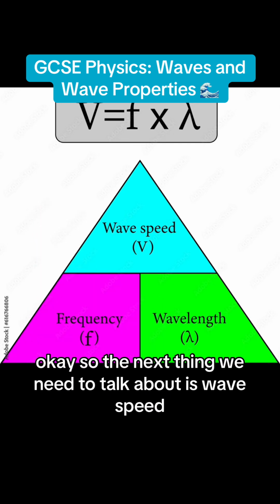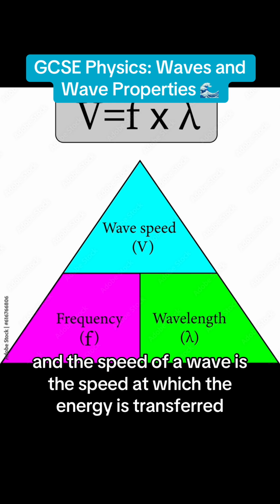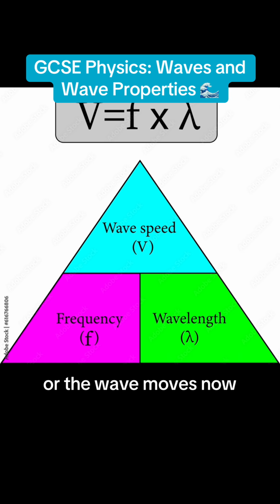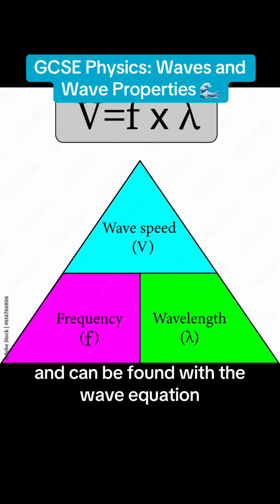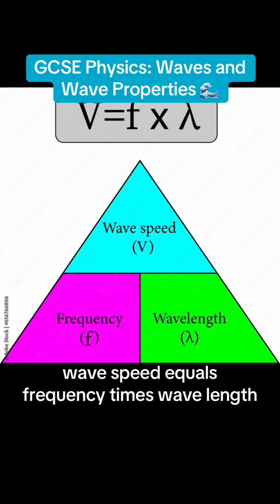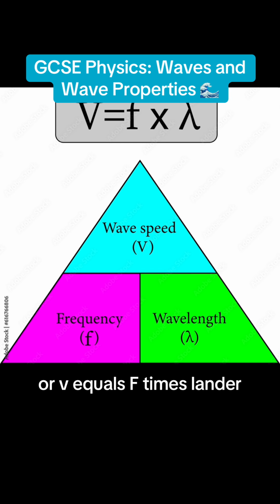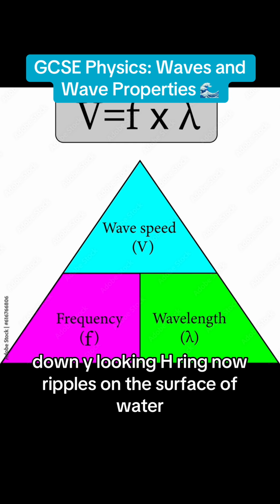Okay, so the next thing we need to talk about is wave speed. And the speed of a wave is the speed at which the energy is transferred or the wave moves. Now, it's a measure of how far the wave moves in 1 second and can be found with the wave equation. Wave speed equals frequency times wavelength, or v equals f times lambda, which is that funny upside down y looking h ring.